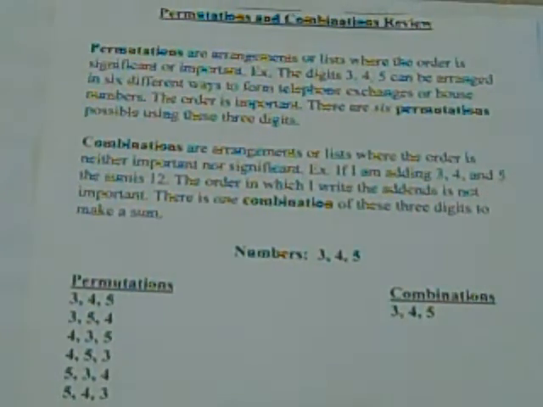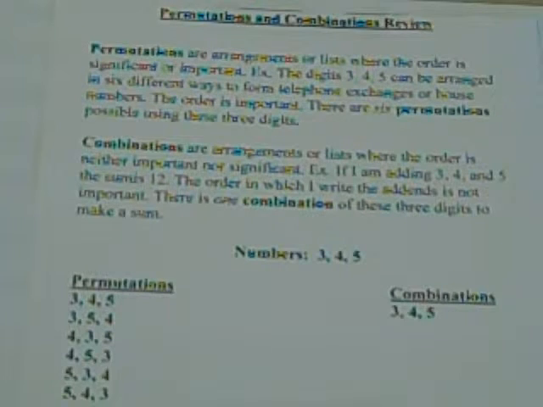Permutations. Permutations are arrangements or lists where the order is significant or important. So order matters in a permutation. Example, the digits 3, 4, and 5 can be arranged in 6 different ways to form telephone exchanges or house numbers. The order is important. There are 6 permutations possible using these 3 digits.